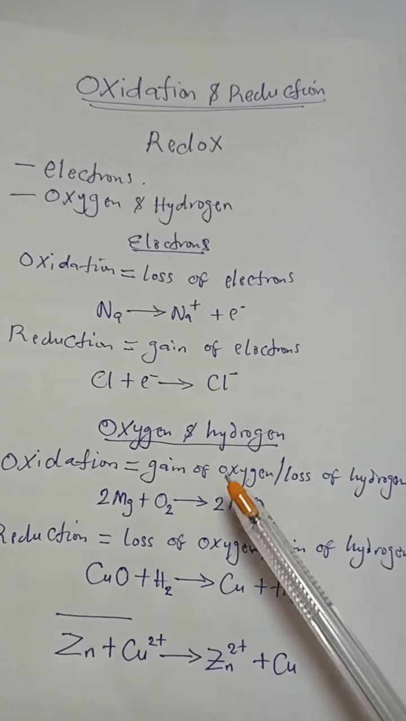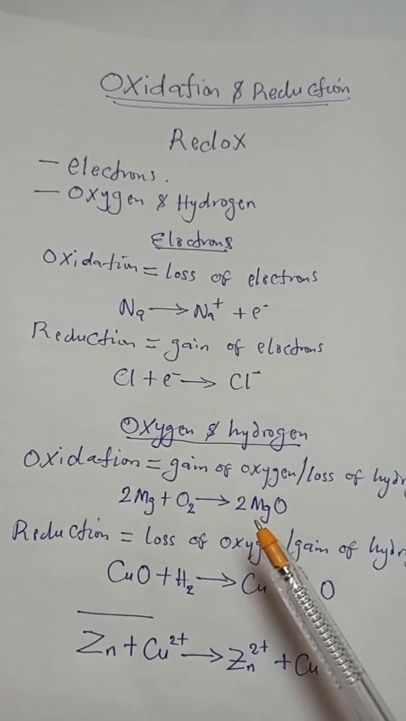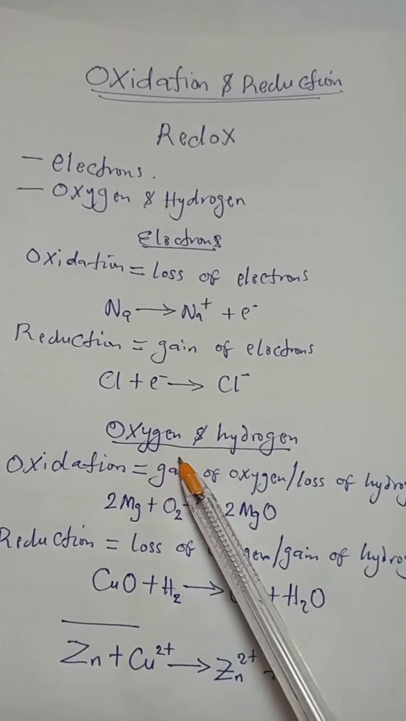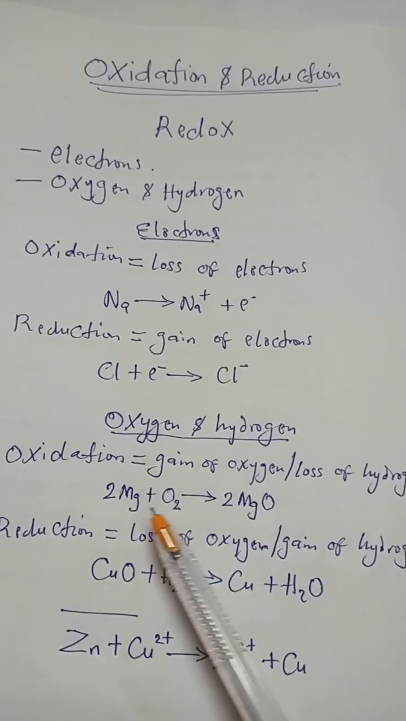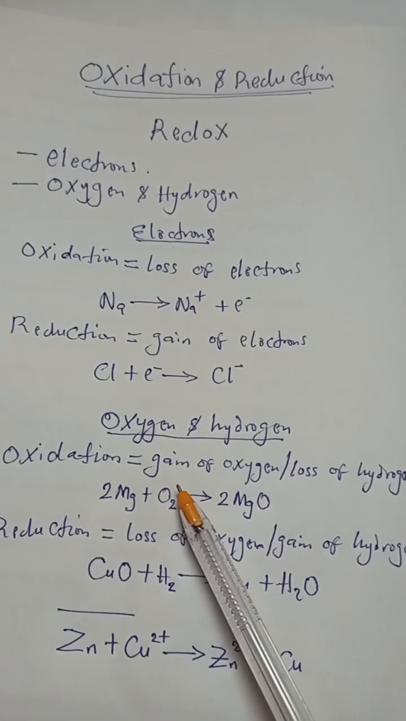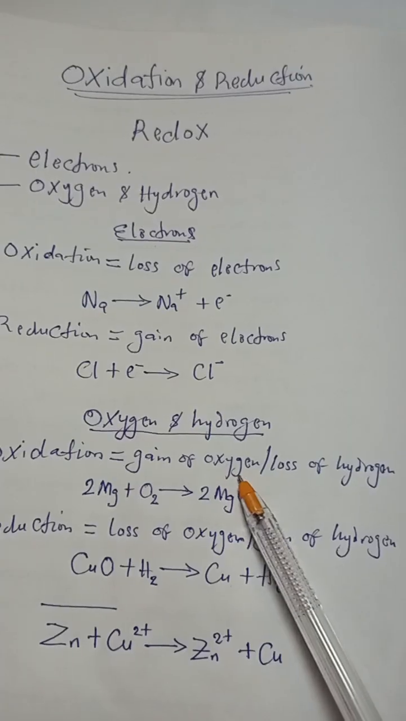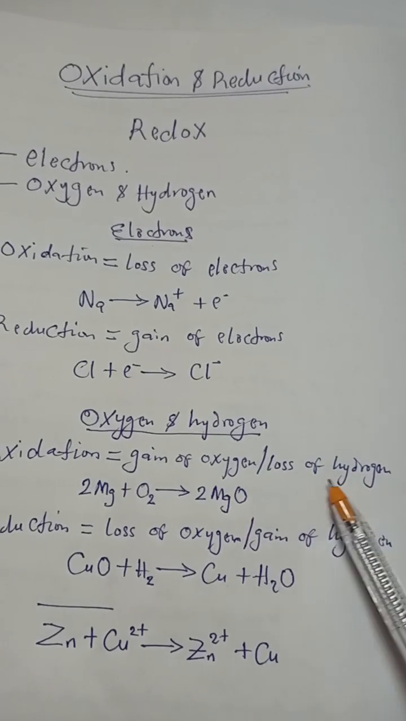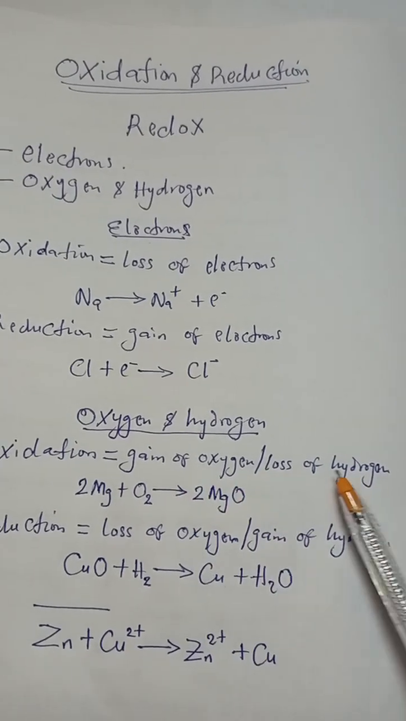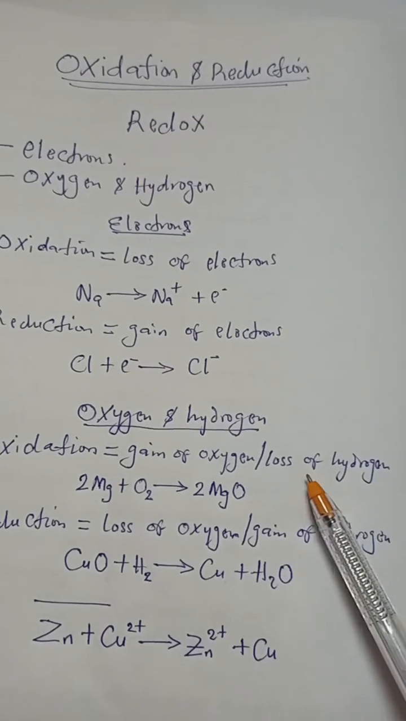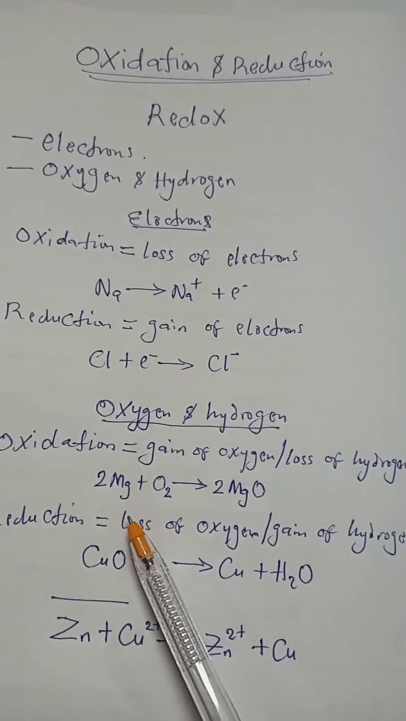Now the second way we can define oxidation and reduction is what? Based on oxygen and hydrogen. So oxidation can be defined as what? Gain of oxygen and loss of hydrogen. Gain of oxygen and loss of hydrogen. This happens concurrently. Now let's take an example.